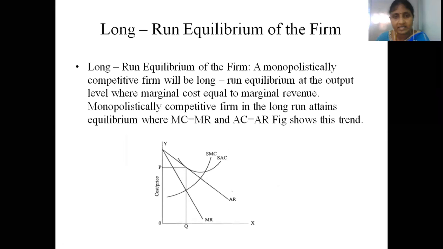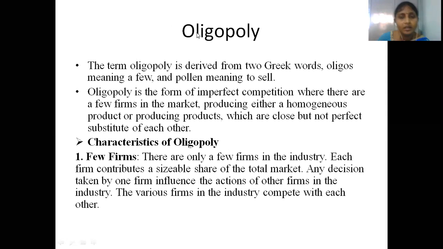So in the last class we have explained this. Now we are going to start oligopoly competition. So what is this oligopoly? This is another type of market structure, another type of market organization. It is derived from two words. What are those two words? One is oligos and the other one is polen. Oligo means few. That means for selling the commodities, we have only a few firms.